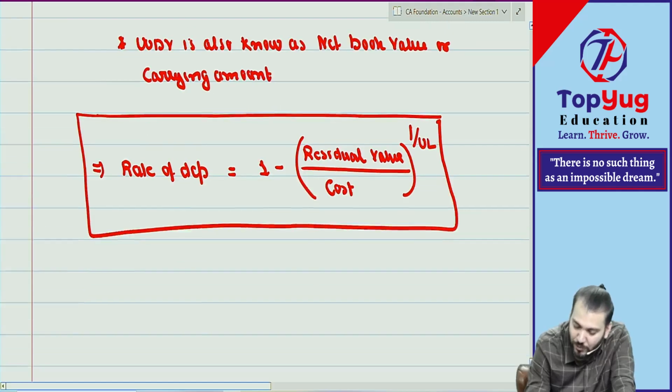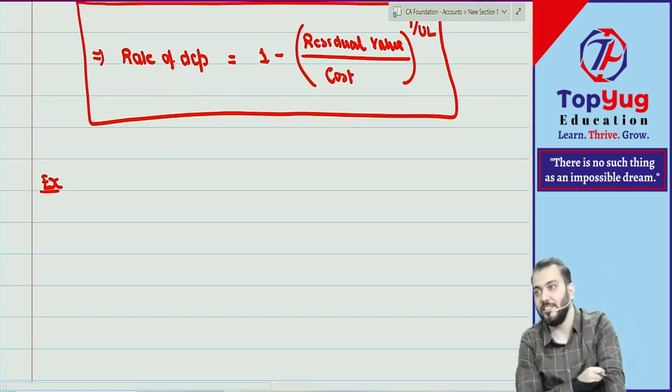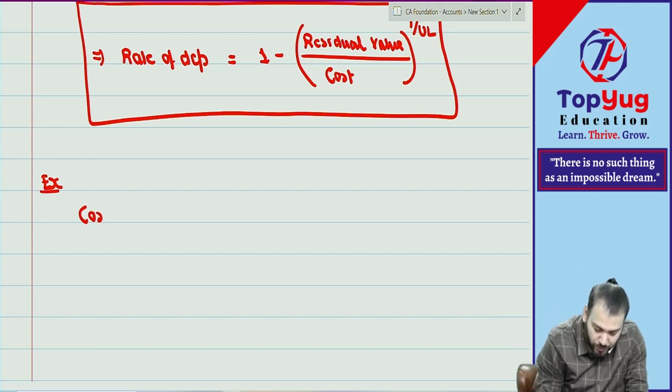Let me take one question. I require full concentration so that you can understand each term. Now, cost is equal to 10 lakh. Residual value is equal to 50,000.